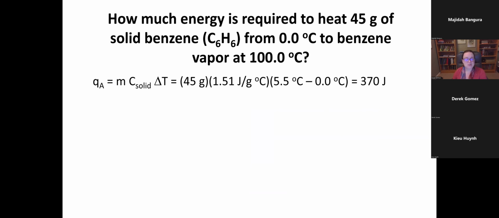And then the temperature change. That's a tricky one. So remember the solid, once you got to 5.5 degrees, it wasn't going to be a solid anymore. It was going to start to melt. So the temperature change for the solid is the final minus the initial. Well, the highest temperature the solid can get to is 5.5 degrees Celsius, so minus 0.0. And the units are going to be joules here for our Q equals MC delta T relationship. All right, were you able to get that? Give a little thumbs up if you were able to get that one.